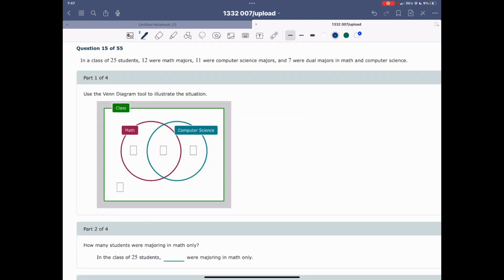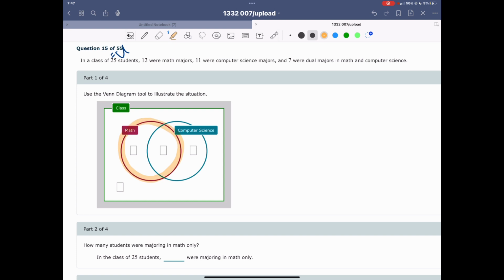In a class of 25 students, 12 were math majors, 11 were computer science majors, and 7 were dual majors of math and computer science. Use a Venn diagram to illustrate the situation. Okay, so that means a universal set, or everything, is 25. Math majors were 12. All right, so this is how it works with math majors. This whole value, including the intersection, is going to be 12.